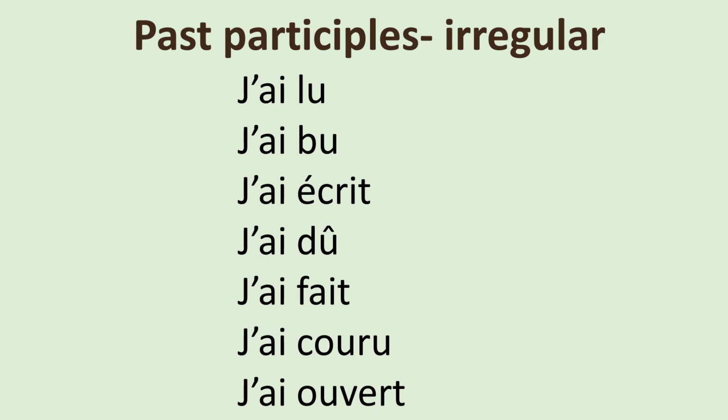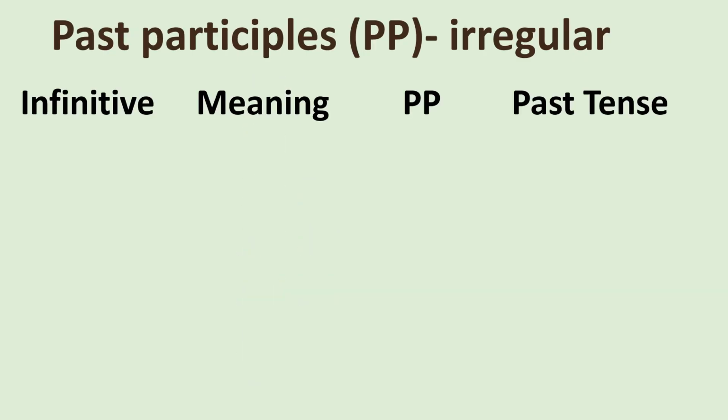A quick recap on the verbs we've just looked at. J'ai lu, j'ai bu, j'ai écrit, j'ai dû, j'ai fait, j'ai couru, j'ai ouvert. Here are common irregular past participles. On the left, you're going to see the infinitive form of the verb, the meaning, the PP meaning the past participle, and the past tense using the I form. I'm going to start in alphabetical order.